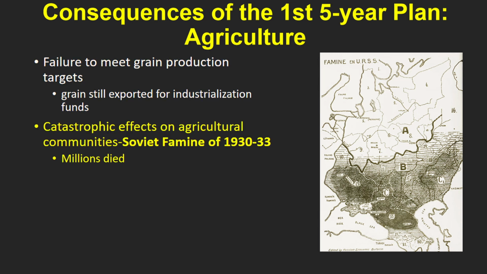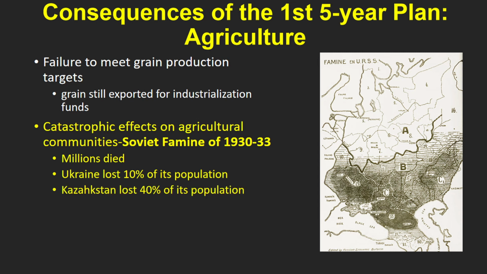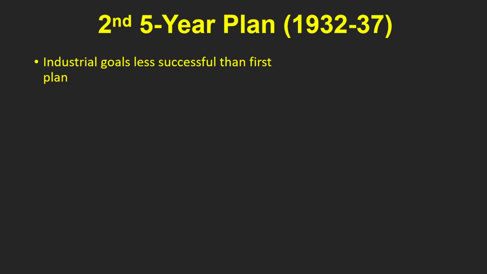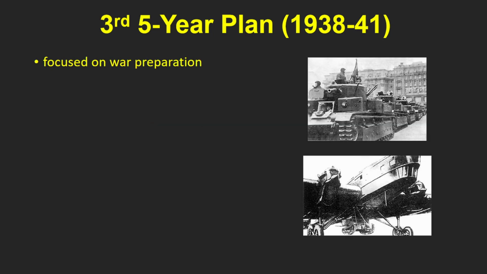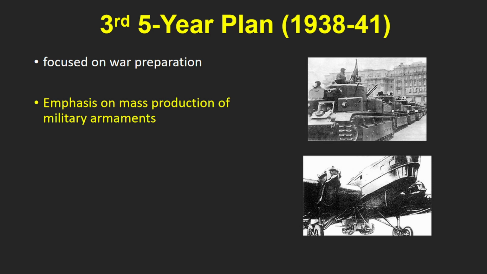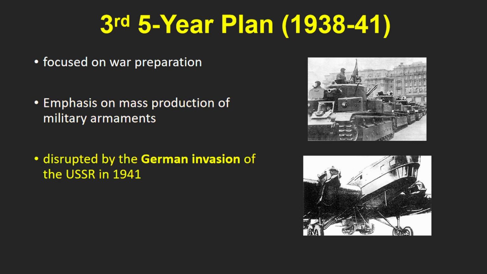The results on agricultural communities were catastrophic, leading to the Soviet famine of 1930 to 1933, in which several million people died. Famine was especially severe in Ukraine, which lost around 10% of its population, and Kazakhstan, which lost a staggering 40% of its people. The second 5-year plan had more mixed results, with less success in industrial goals, but less catastrophic effects on agriculture. The third 5-year plan was about war preparation, and included mass production of armaments, such as tanks and artillery. It was cut short in 1941 when the Germans invaded the USSR.